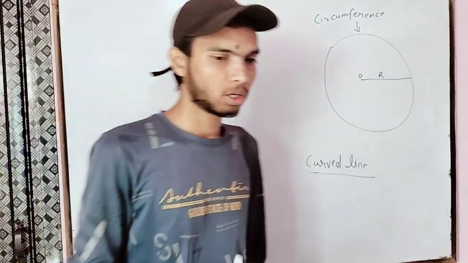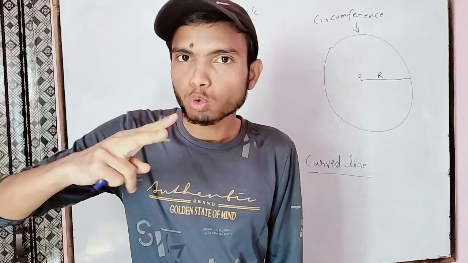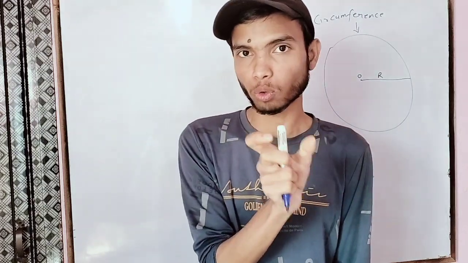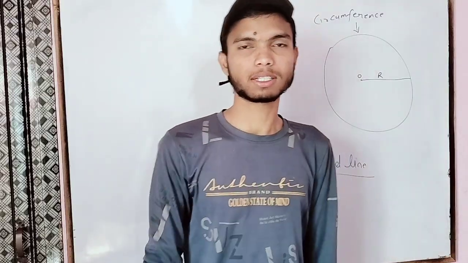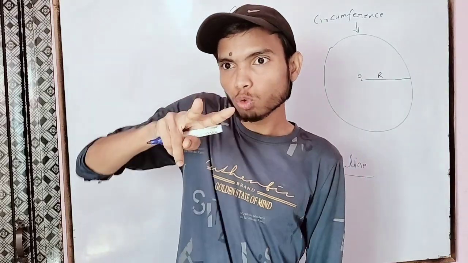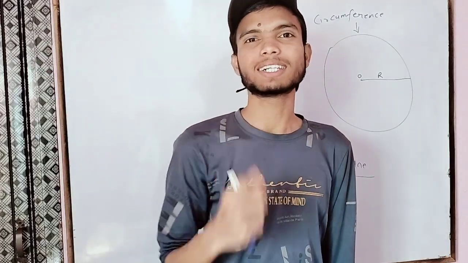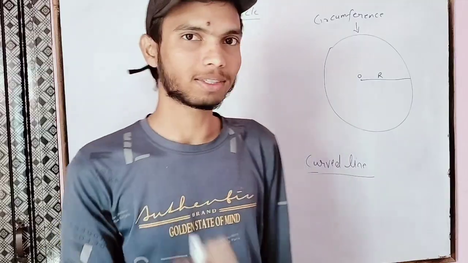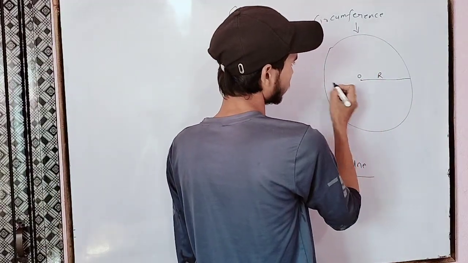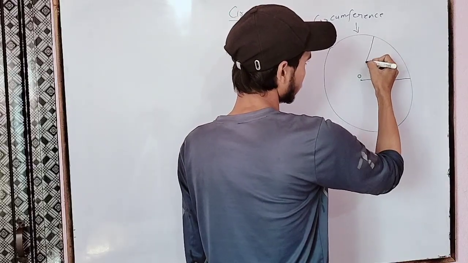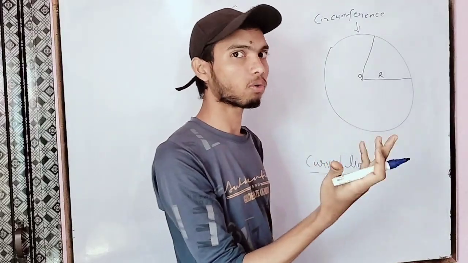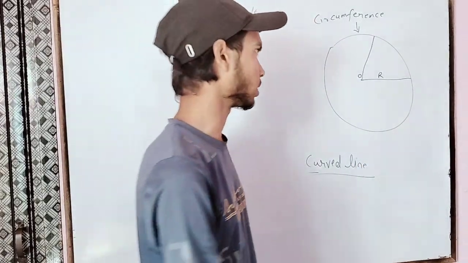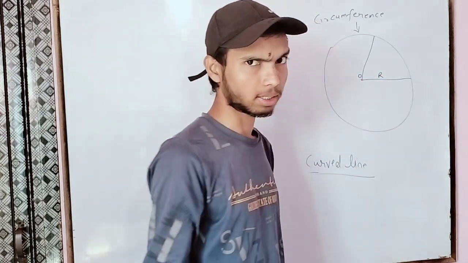Now what about the diameter? Look, the diameter is just two times the radius. Two radii together in a straight line make a diameter. If the diameter is halved, then half the diameter is the radius. Let's say this is a radius. There can be a lot of radii inside the circle. This is also a radius, from here till here.